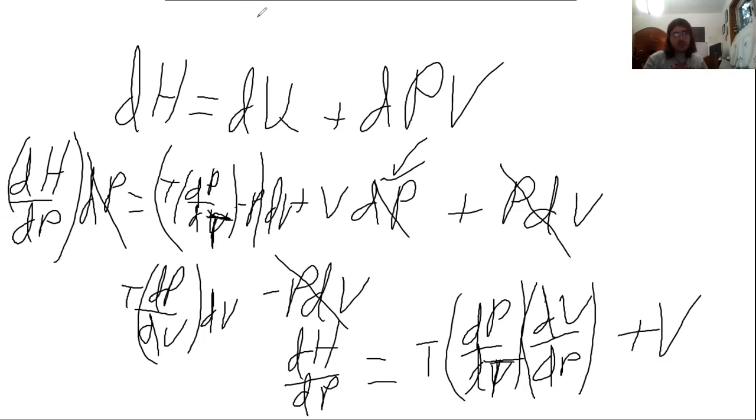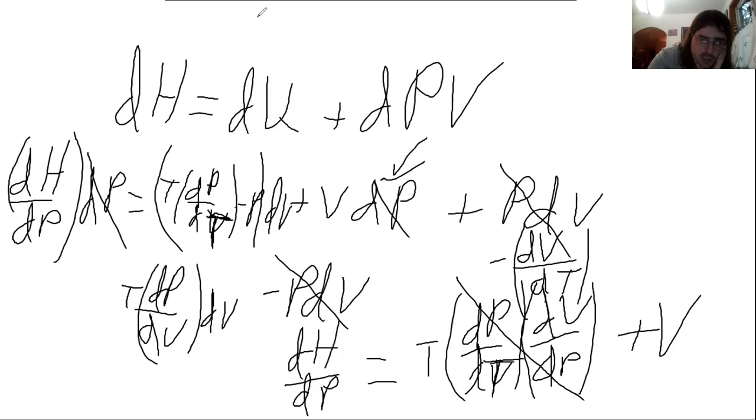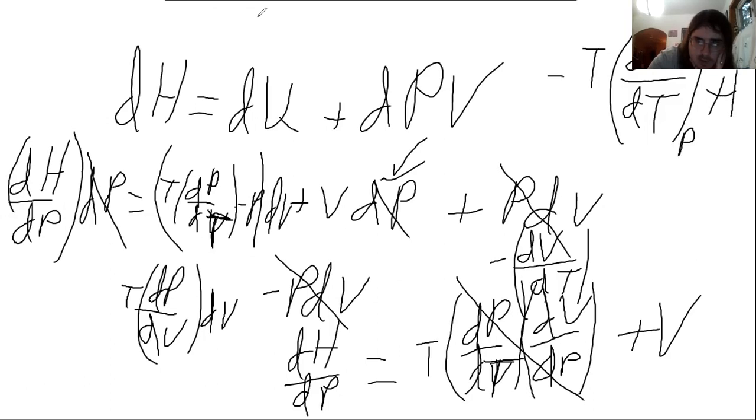This is why that T matters. It is part of the cyclic rule. Remember, we have two P's, and so we can exchange that for the next part of the cyclic rule, which would be dV dT or dT dV. Get it to the other side, and that is exchangeable for negative dV dT. So our dH dP is equal to negative T dV dT plus pressure plus V.